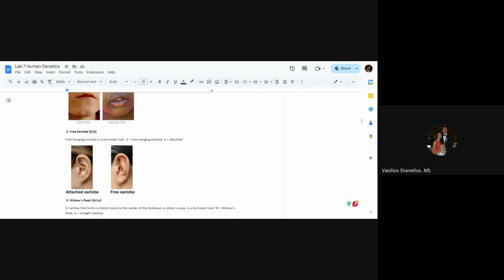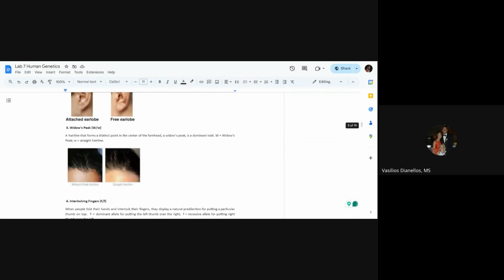Here, having a free hanging earlobe is dominant. I would switch that picture if I could, but it's not my picture. Anyway, free hanging earlobe, you can see here, is dominant. An attached earlobe is recessive, right? Widow's peak. The widow's peak is the dominant trait. You can see how it's got a little coming out there. And the non-widow's peak is the recessive trait.